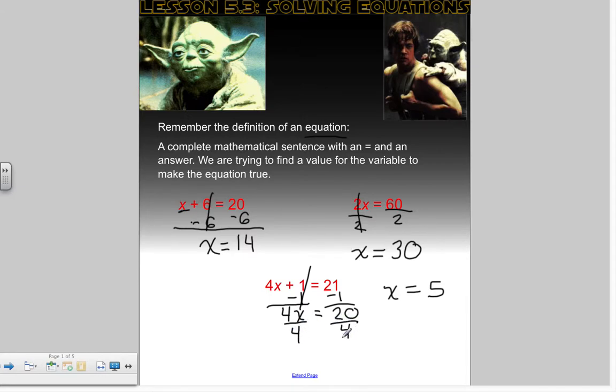Well, you might be saying, hold on a minute, I didn't actually do all that. Or maybe I did, but I wasn't really aware of doing it all. Hopefully you'll be aware of it in the next few steps. But if I put a value of 5 in here, I would have 4 times 5 is 20, plus 1 equals 21, which would work out perfectly.